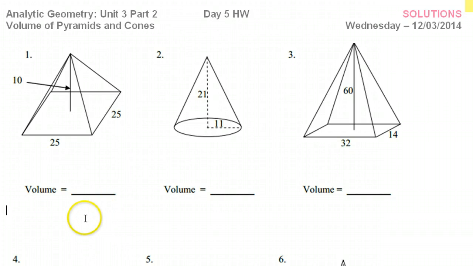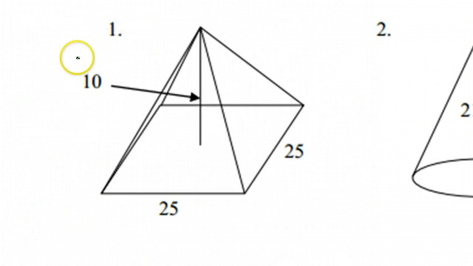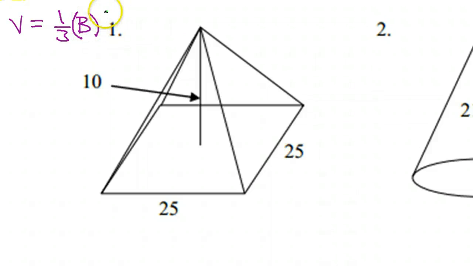Okay, so problem number 1. Alright, so as we said, the volume of a pyramid is going to equal 1/3 times the area of the base times the height. Maybe I'll just put it in parentheses for fun. Alright, so first we need to find the area of the base. Understand that the base is this square right here. This is the base.